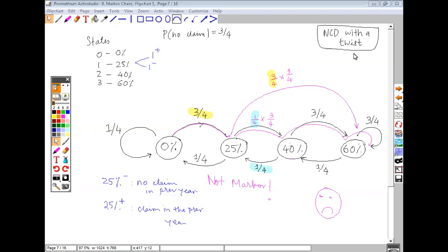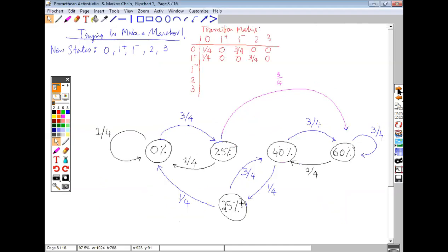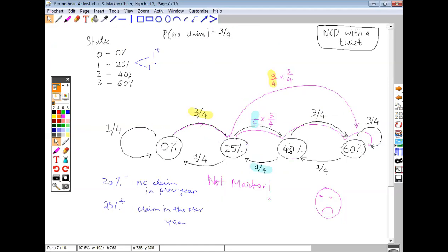Okay, so in yesterday's lecture, we saw a really nice example where we changed the usual assumption from our no claims discount model, with a little bit of a twist added, and that entailed the usual Markov chain not being a Markov chain. So we saw that the very fact that we can come to this 25% from either 0% or from 40% impacted the future probability of going into 60% or 40%.